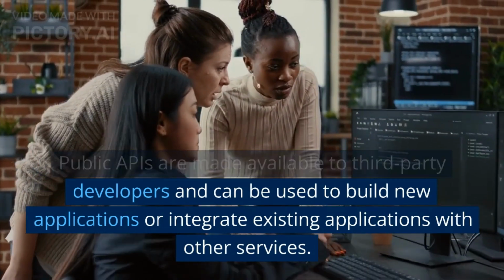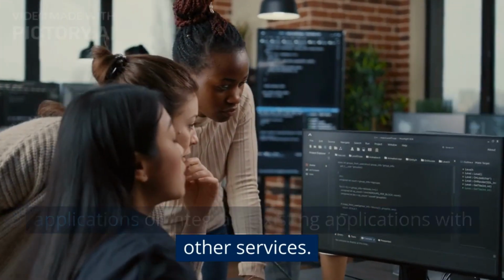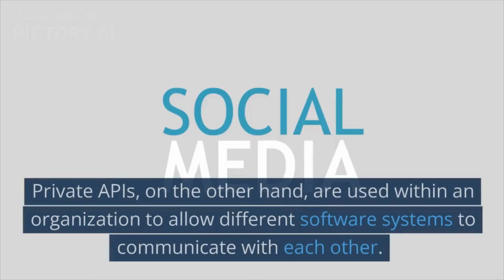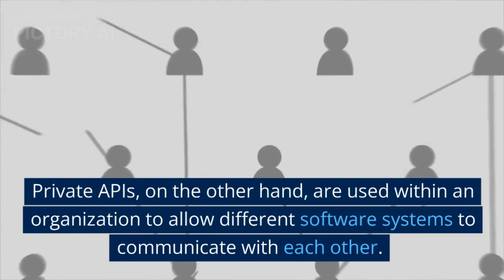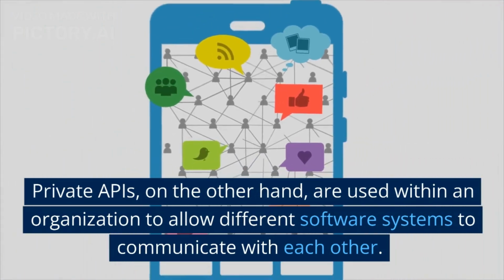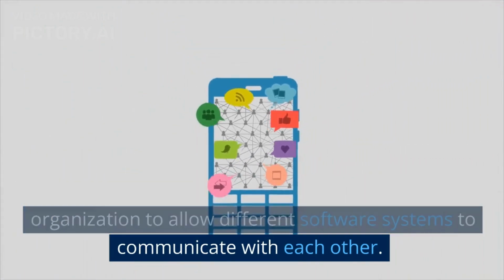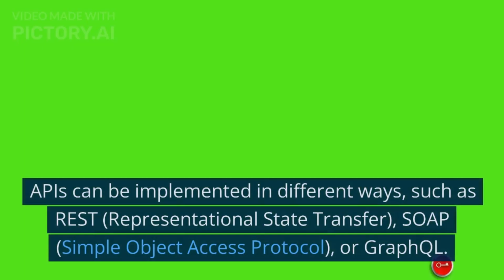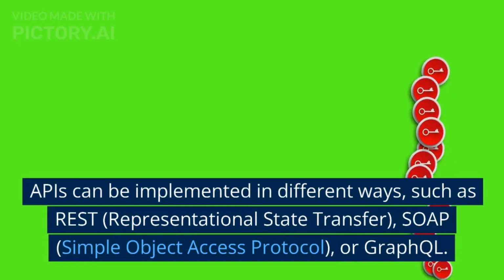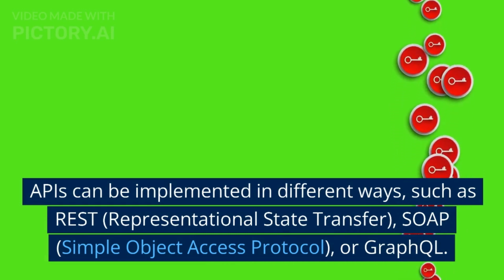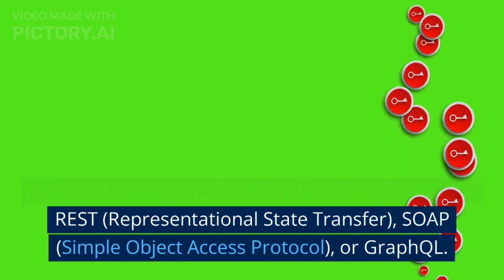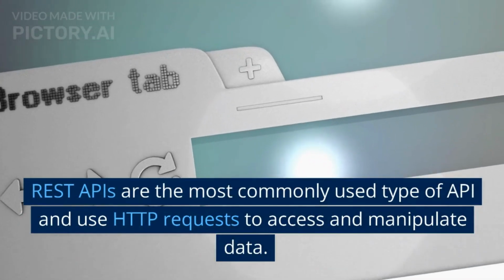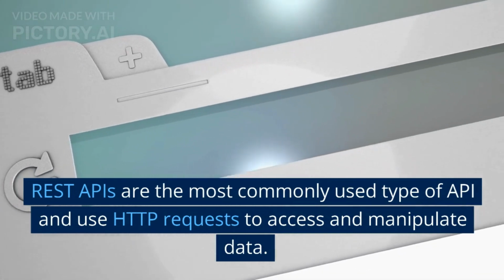communicate with each other. APIs can be implemented in different ways, such as REST, Representational State Transfer, SOAP, Simple Object Access Protocol, or GraphQL. REST APIs are the most commonly used type of API and use HTTP requests to access and manipulate data. In summary, APIs enable software systems to communicate and exchange data with each other, making it easier for developers to build new applications and integrate existing ones.